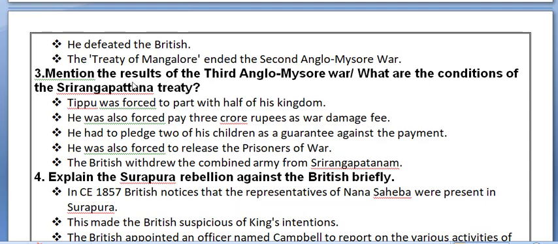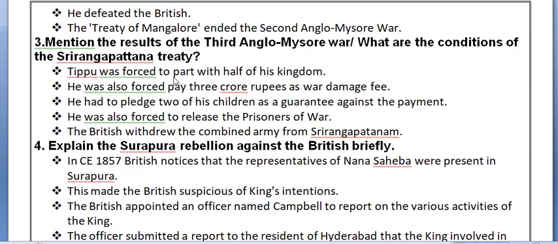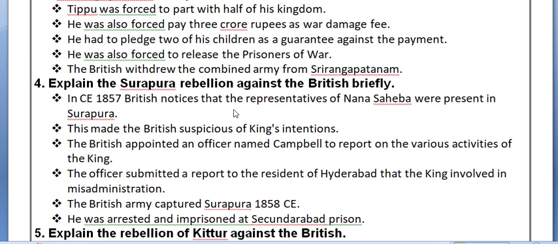The next question, mention the results of the Third Anglo-Mysuru War, or what are the conditions of the Srirangapatna Treaty? Tipu was forced to part with half of his kingdom. He was also forced to pay 3 crore rupees as war damage fee. He had to pledge 2 of his children as a guarantee against the payment. He was also forced to release the prisoners of war. The British withdrew the combined army from Srirangapatna.